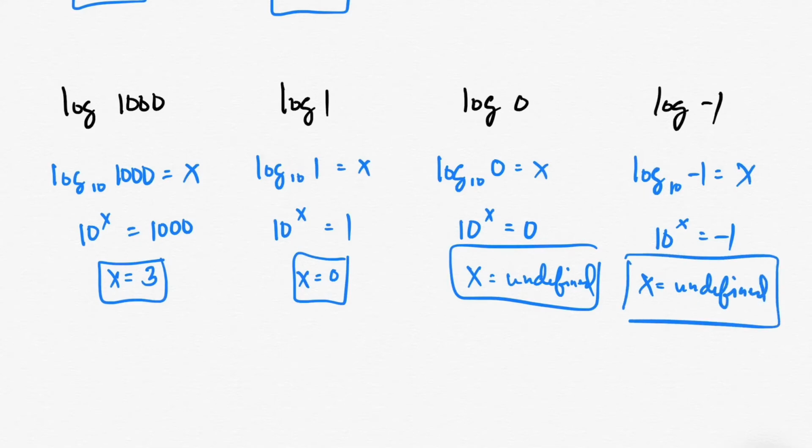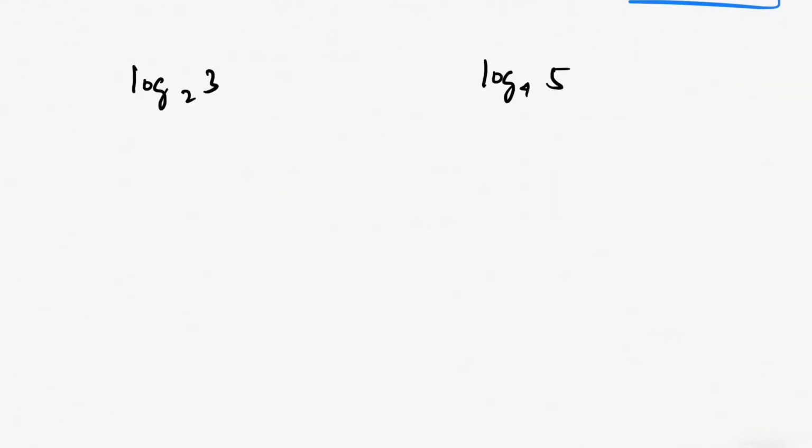Alright. Now let's have some more scenarios. Log base 2 of 3. So let's complete this one. Log base 2 of 3 is equal to x. Change this into its exponential form. You will get 2 raised to x is equal to 3.